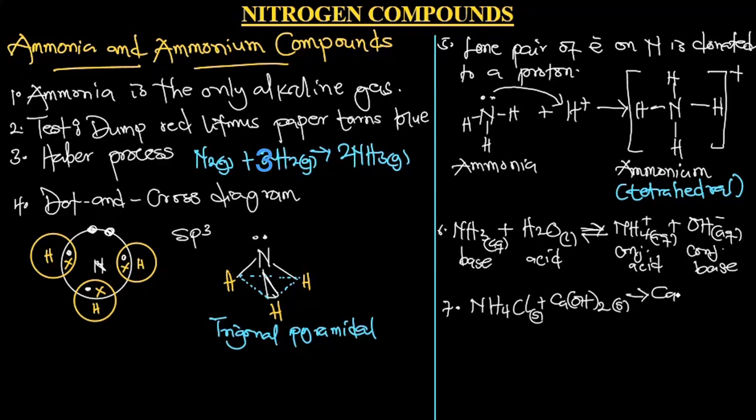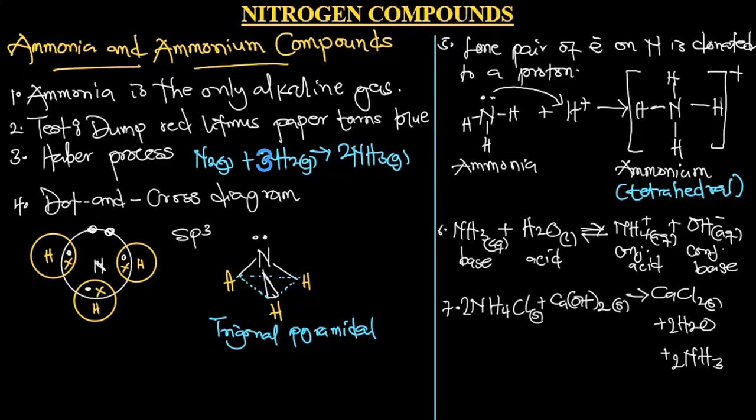So I have calcium chloride and I'm going to have water, H2O, and the last product is going to be ammonia. Now to balance this, I need to put 2 here, and for ammonia, I'm going to put 2, and water is also going to be 2. So this is the way we prepare ammonia gas in the lab.